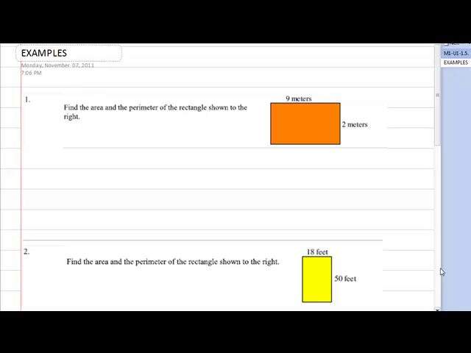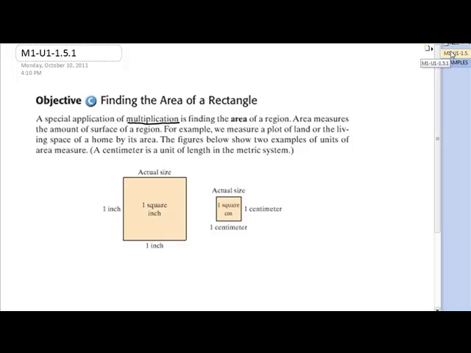In this lesson, we're going to find the area, although we will review the perimeter, of a rectangle. Now, area of each shape has its own formula. So if I go back and take a look at this information page, it says a special application of multiplication is finding the area of a region. Area measures the amount of surface of a region.